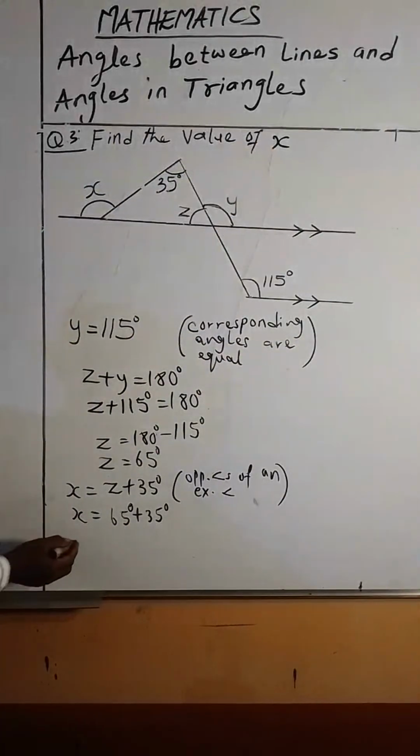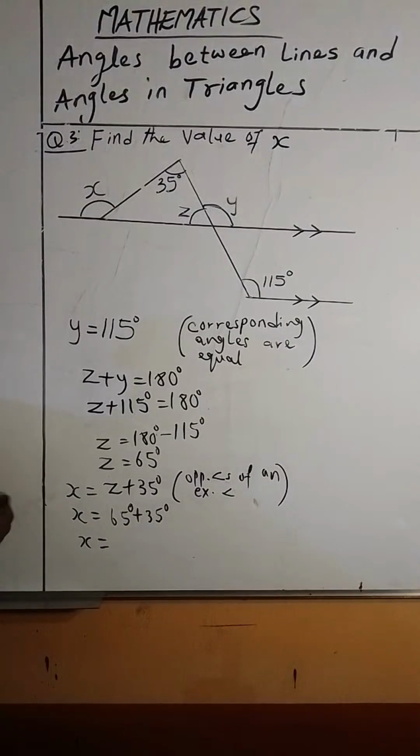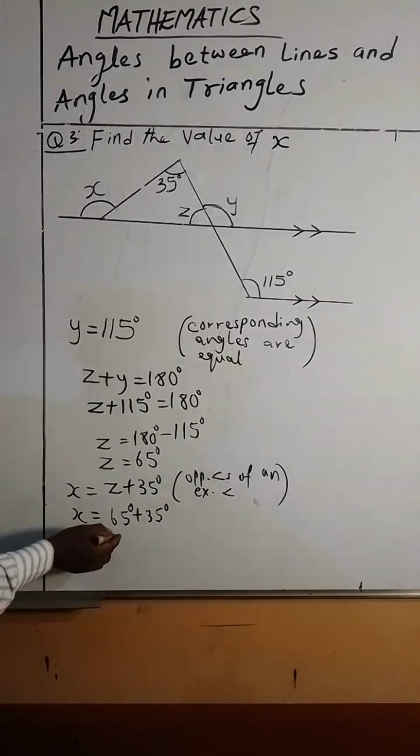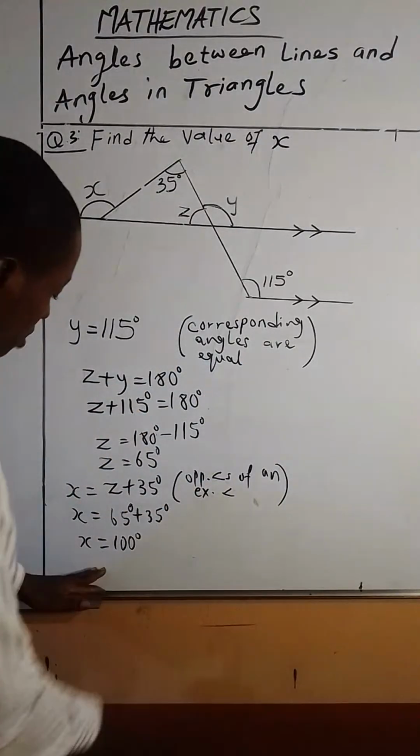So it means that our x is equal to, now this is 65. 65 plus this 5 here is 70. And 70 plus 30 is 100. So it means that our x is equal to 100 degrees. So this is the value for our x.